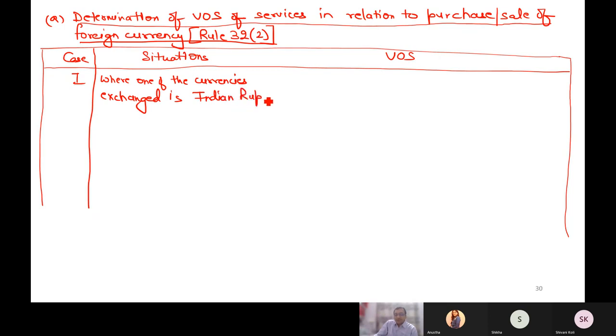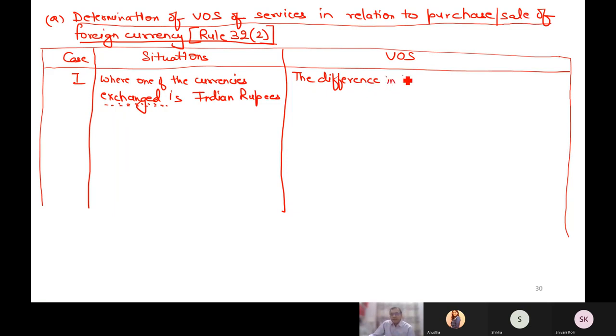I'm using the word exchanged, so it does not matter whether I am purchasing rupee or selling rupee. Exchange means either you are a purchaser or seller, but one of the currencies involved will be rupee. Now what is the value of supply? It is the difference between the buying rate and the selling rate. If I'm using the word difference, positive or negative doesn't arise. Difference can be plus or minus.